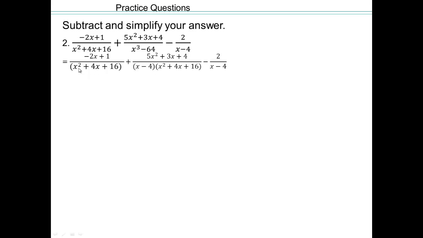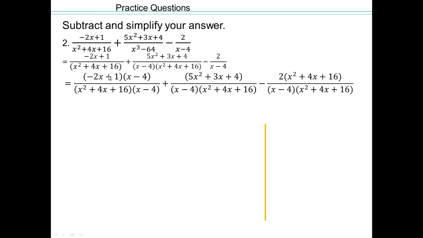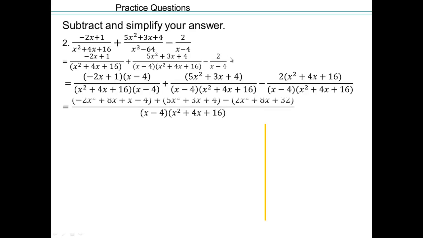So here we have x squared plus 4x plus 16. We are missing x minus 4. So let's write the x minus 4 here and here. Here we have both terms, and here we are missing x squared plus 4x plus 16.